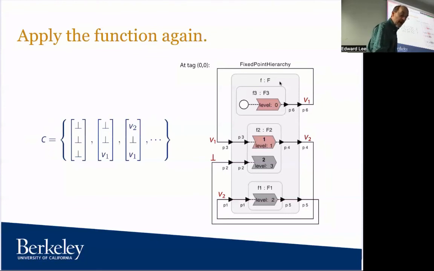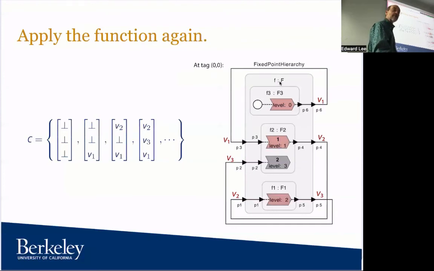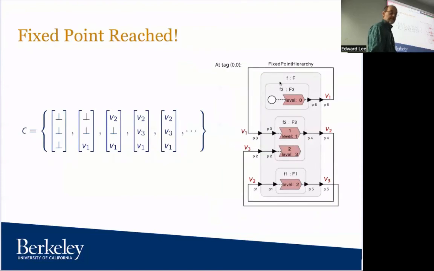All right, so now I need to evaluate the function again with these. And what's going to change on the output? Well, P5 is going to become known. The other two are going to remain unchanged. I now have my fourth element for this set C. Now I know all the inputs. What happens if I evaluate the function one more time? Well, nothing changes. Right? I've reached a fixed point. I have found the value of the function, and this is bogus.